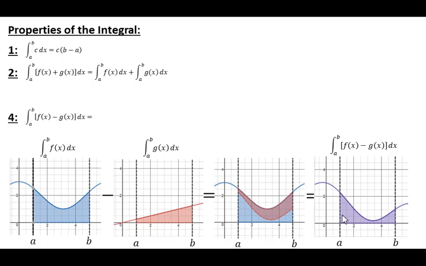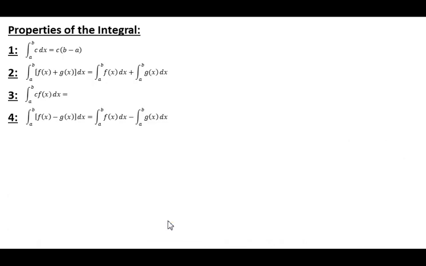So basically what this property is saying is this area in the purple is going to be equal to this area in the blue minus this area in the red, which hopefully graphically should make sense. All right, that's property 4. Now we're going to skip back to property 3, which is the integral of c times our function f of x from a to b.